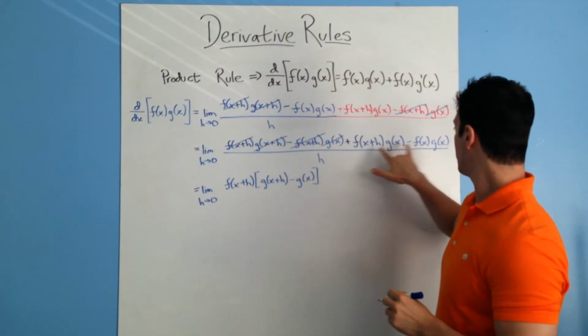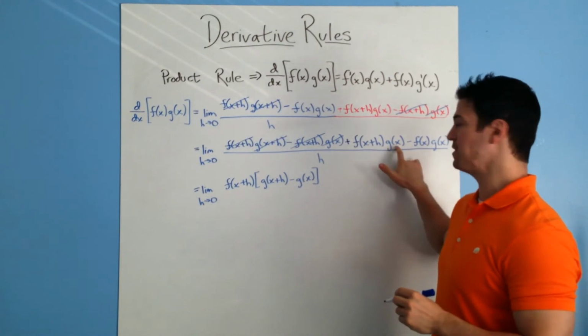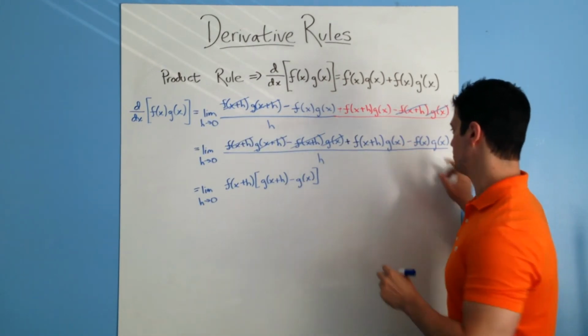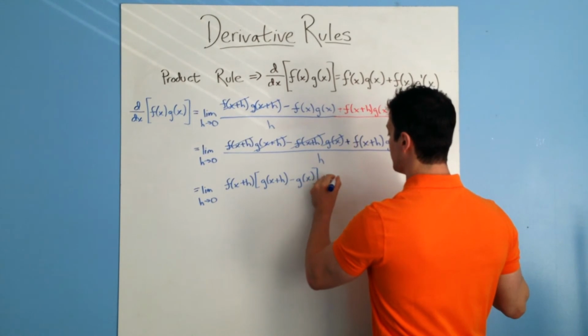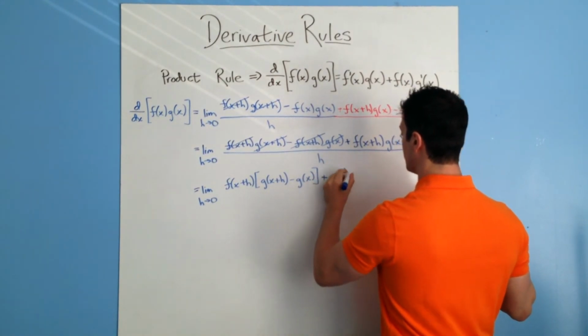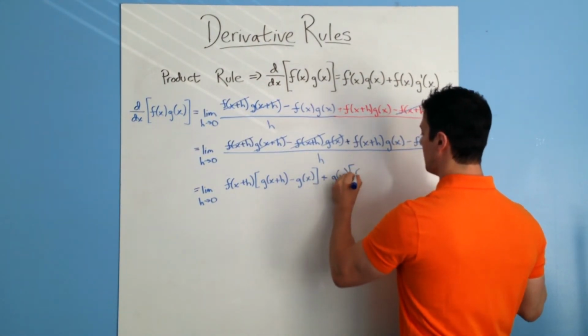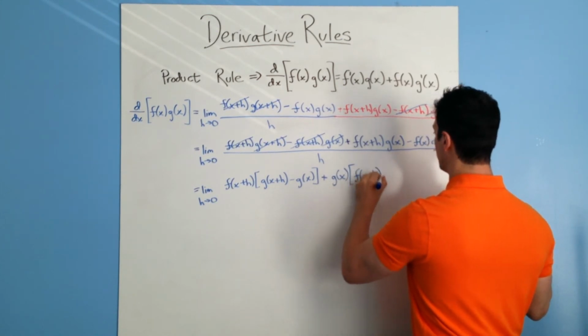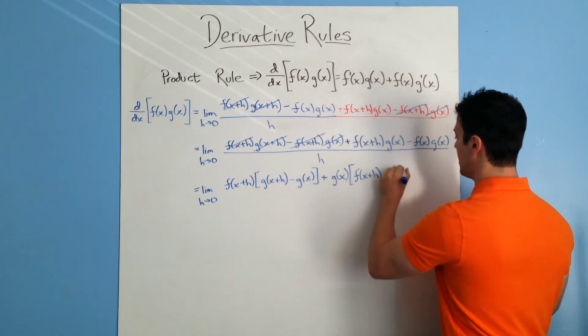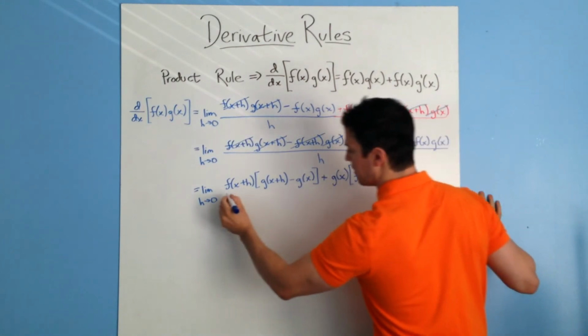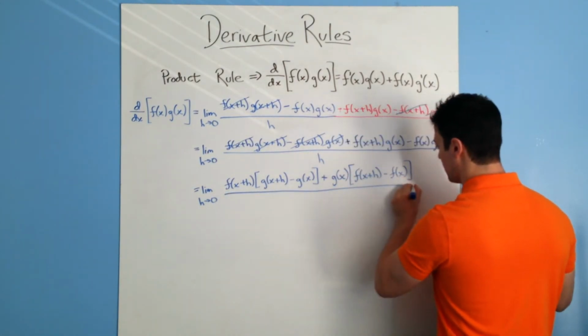Next, I'm going to do the same thing with these two terms right here, only I'm going to be factoring out the g of x this time because g of x is in both of these terms. So I'm going to have g of x, bracket here, f of x plus h minus f of x, bracket, and this all has to be over h again.